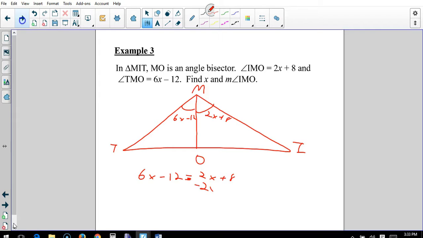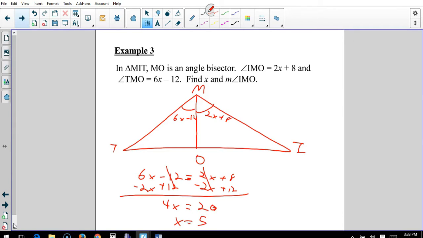I'm going to subtract 2x from both sides. Cancel that. I'm going to add 12 to cancel this. That gives me 4x equals 20. And when I divide by 4, I get x is 5.